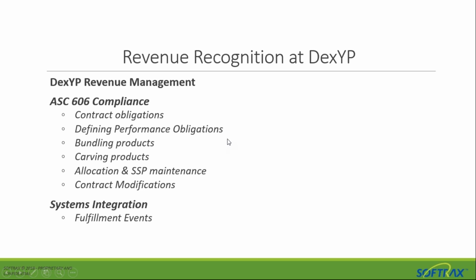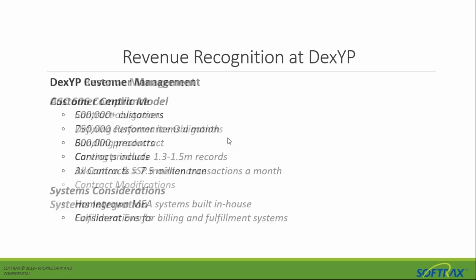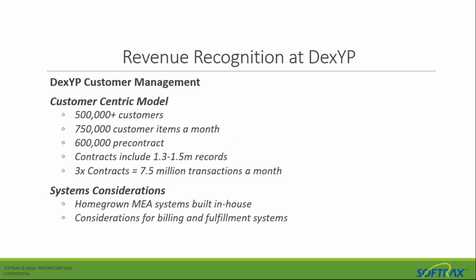Okay, so let's move on then to go over the customer-centric view. A lot of your analytics and reporting come from the fact that you have a customer-centric model. Here I've listed out some stats. You have 500,000 plus customers, 750,000 customer items every month, 600,000 in pre-contract. Contracts are 1.3 to 1.5 million records. And it all comes out to 7.5 million transactions a month, which is outrageous if you think about it from a volume and scale perspective.